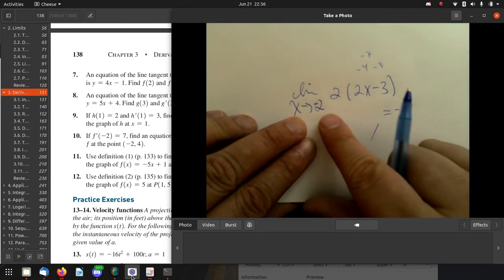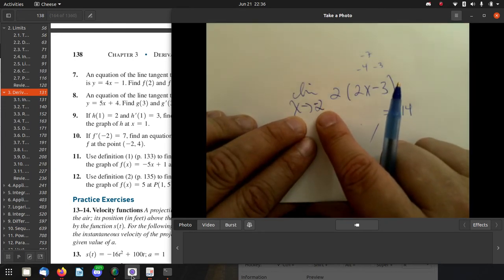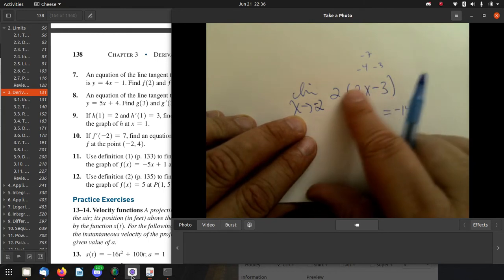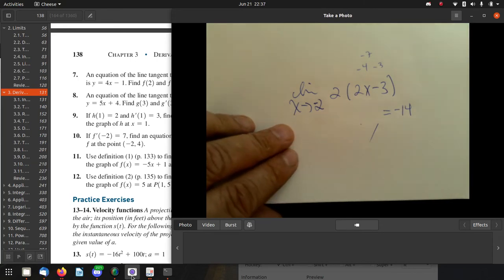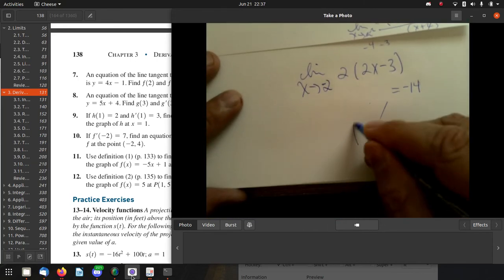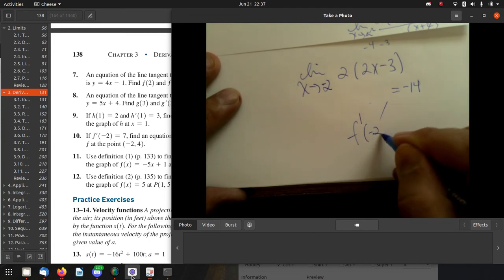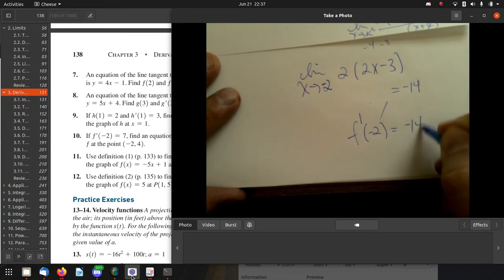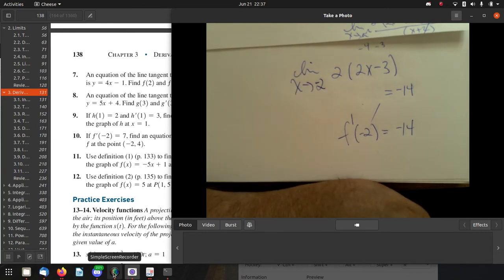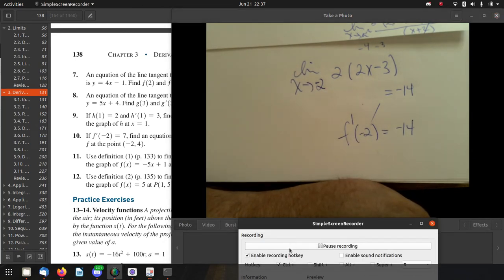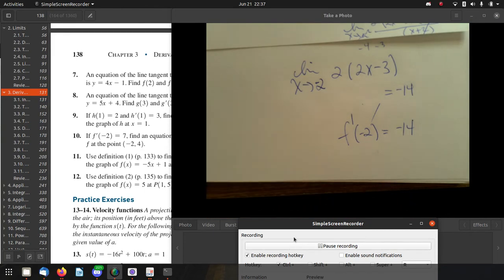Came back over here. I now no longer have an undefined expression, so I can go ahead and substitute it in, and I get negative 14. Okay, what is that, and what part of the answer is that? F prime of negative 2 equals negative 14. That's just what we determined. So pause there, make sure you understand all of that, go back and review the work, and hopefully you're good.